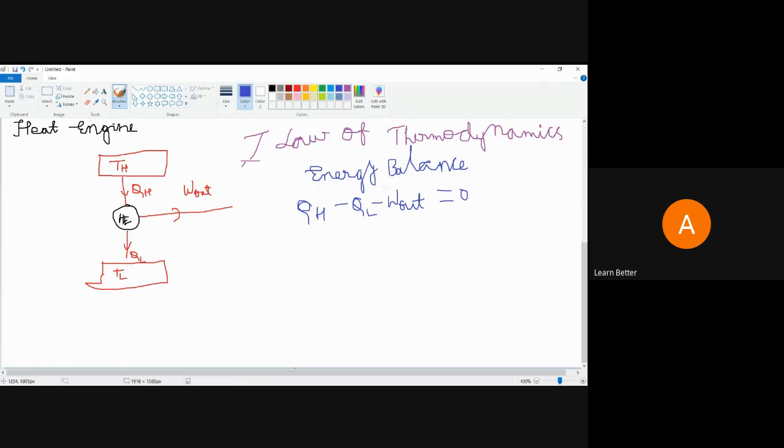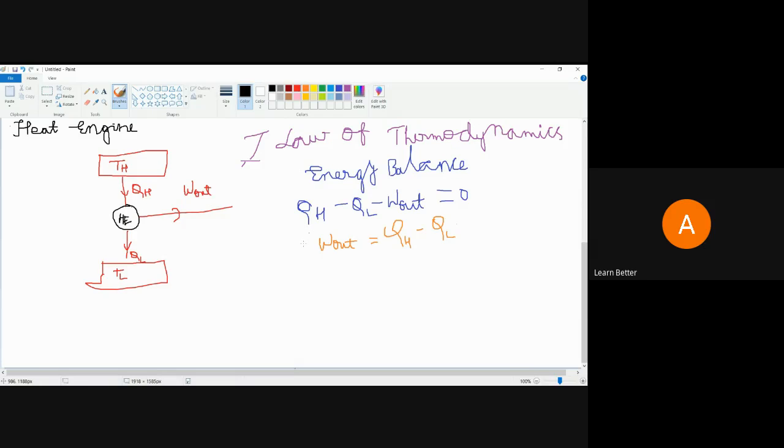So what can we conclude from this? We can conclude that W out, the work output, is equal to the heat absorbed from the high temperature reservoir minus the heat rejected to the low temperature reservoir, that is, W out equals QH minus QL. Keep this equation in mind. This equation will be helpful in solving sums.